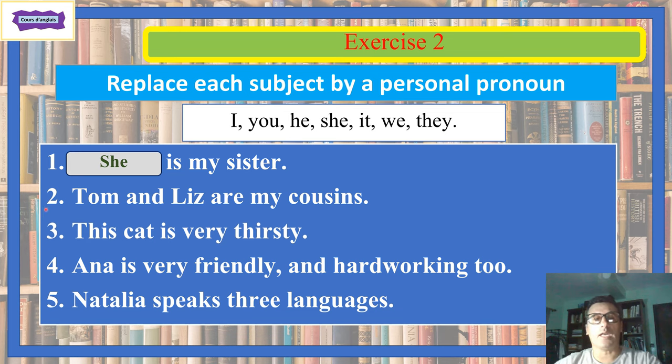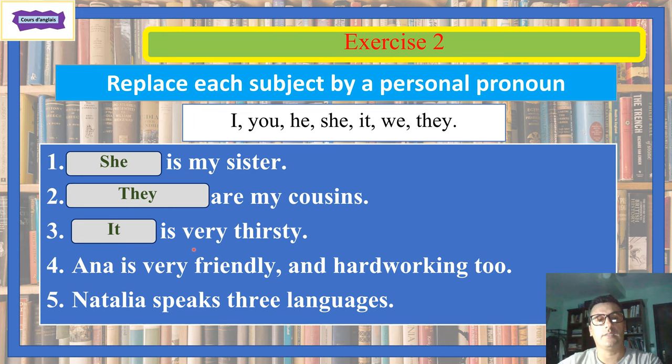Alors, on passe maintenant à la correction. Tom and Liz. On dit they. They are my cousins. This cat is very thirsty. On dit it. It is very thirsty. Anna is very friendly and hardworking too. On dit, she is very friendly and hardworking too.